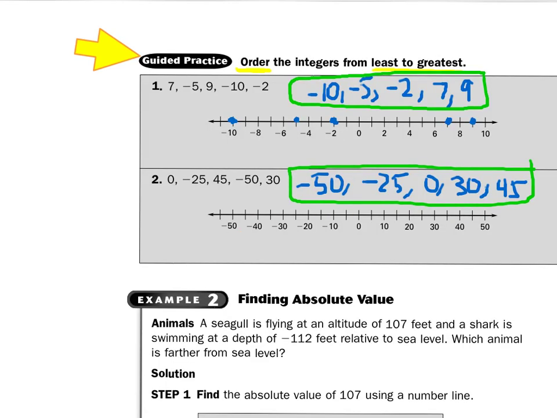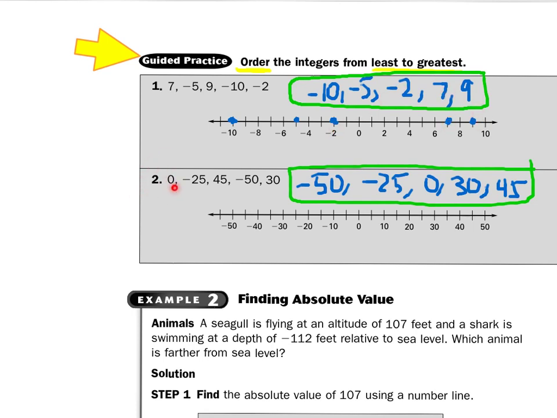Here they want us to practice ordering the integers from least to greatest. That means from smallest to largest. So you can use a number line to help you. And so you notice that I graphed, for example, +7, I graphed it right here. -5, I graphed it right here. 9, I graphed it right here. So you can use a number line to help you put it in order and then just read from left to right. So I would write the numbers -10, -5, -2, 7, and 9.